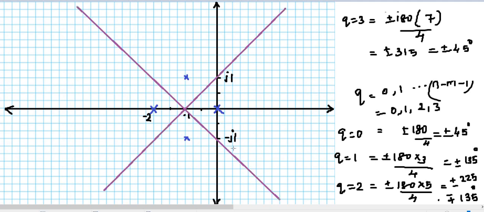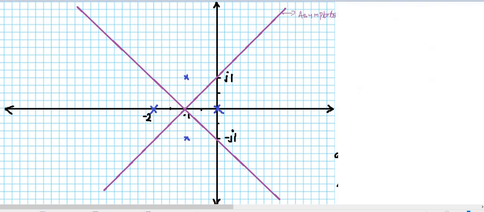So when we draw the asymptotes, we can see that the asymptotes are like this. So these are the asymptotes, the lines that show in this violet color are our asymptotes. So we can see the asymptotes in the figure as plus 45 degree and minus 45 degree, again plus 135 degree and minus 135 degree.